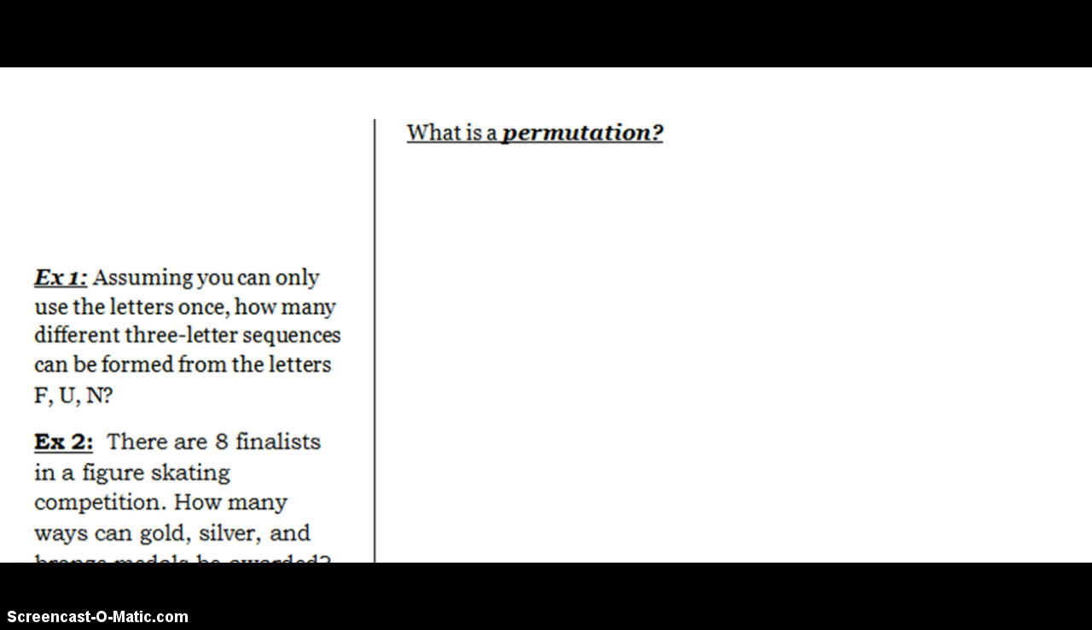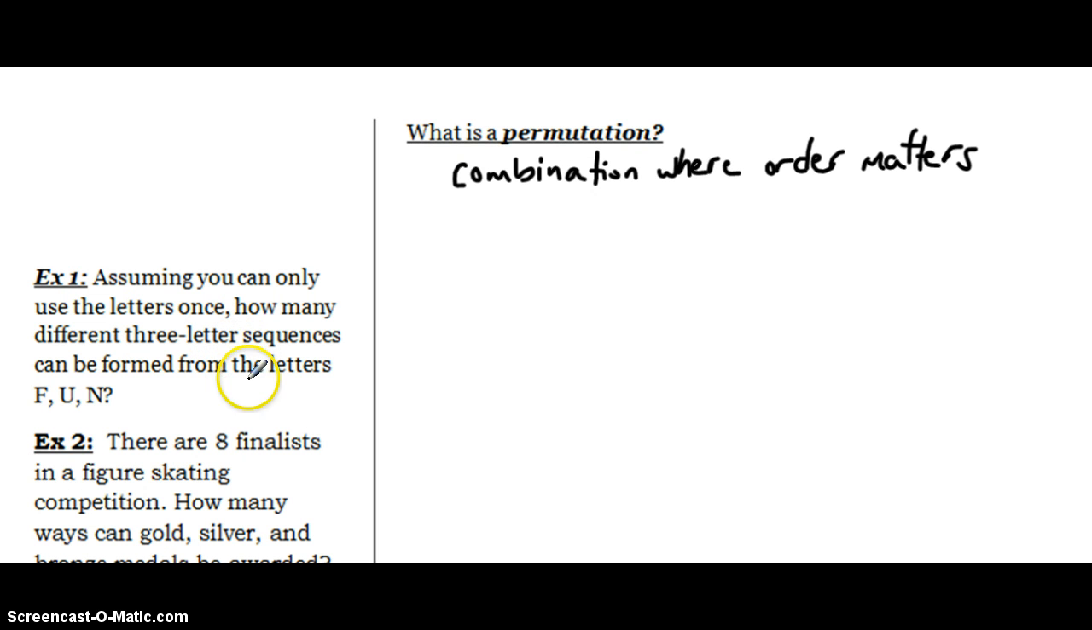A permutation is a combination where order matters. Our first example here under permutation is assuming you can only use the letters once. How many different 3-letter sequences can be formed from the letters FUN, F-U-N? So the first possible number of combinations would be 3. We could start with F, U, or N.